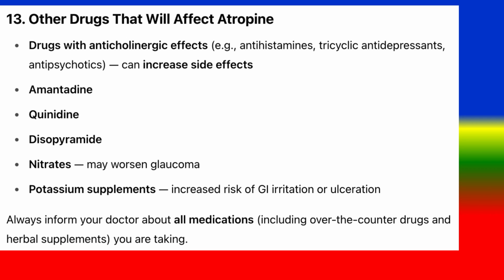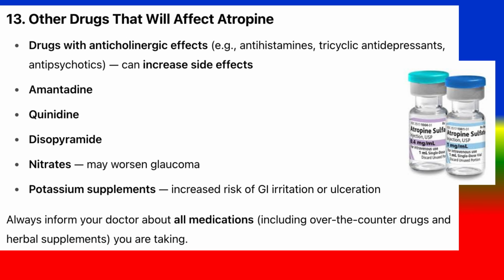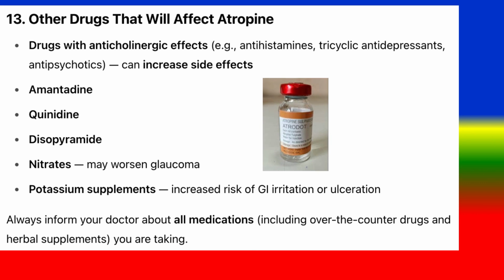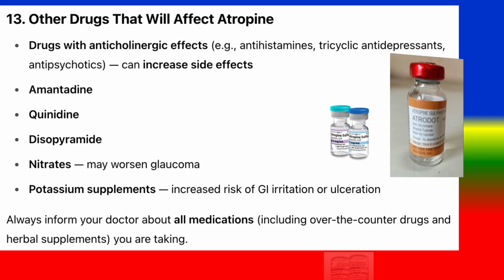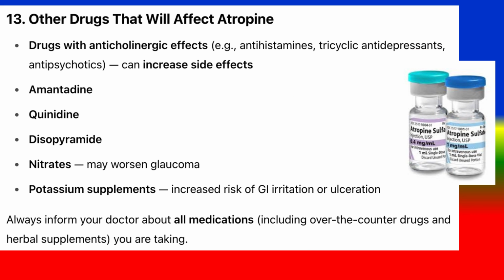13. Other drugs that will affect atropine. Drugs with anticholinergic effects, e.g. antihistamines, tricyclic antidepressants, antipsychotics, can increase side effects. Amantadine, quinidine, disopyramide, nitrates may worsen glaucoma. Potassium supplements, increased risk of GI irritation or ulceration. Always inform your doctor about all medications, including over-the-counter drugs and herbal supplements you are taking.